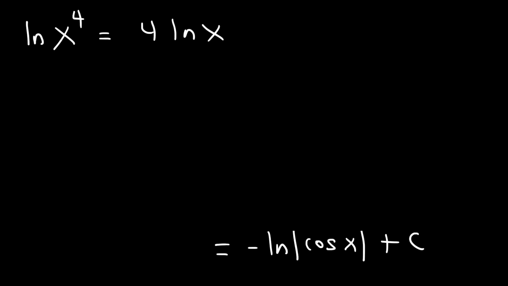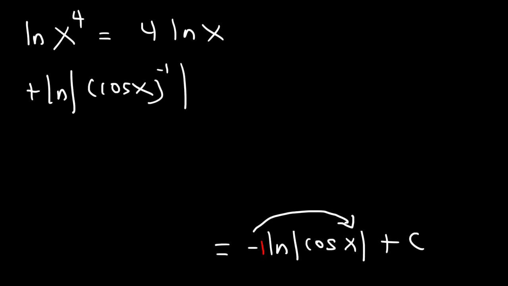Right now, we have a negative 1 in front of the natural log expression. And so we're going to move it to cosine. So this is going to be equal to positive natural log cosine to the negative 1 power. And so that's equal to the natural log of 1 over cosine.